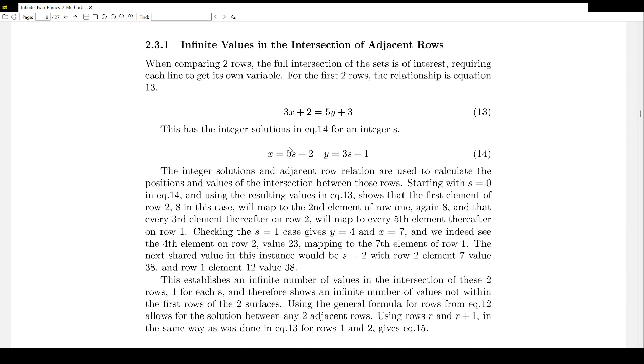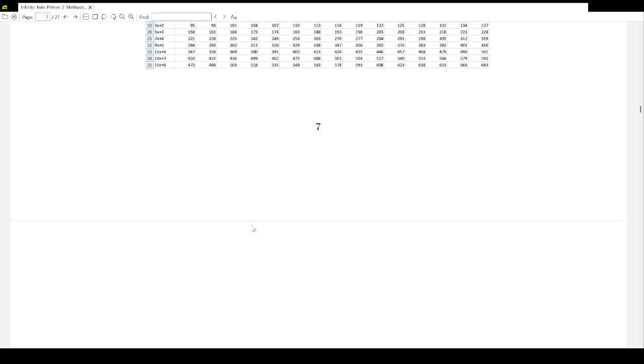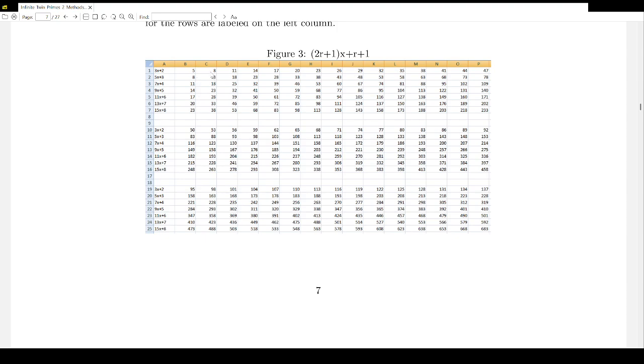So starting with s equals 0. When s is 0, you'd get 2 here, you'd plug 2 in here, and you'd get 8. Or if s is 0, you'd get 1 here, and you'd plug 1 in here, and you'd get 8. And that's what we're showing. And remember, 8 was the first value that we found that was in both of these rows.